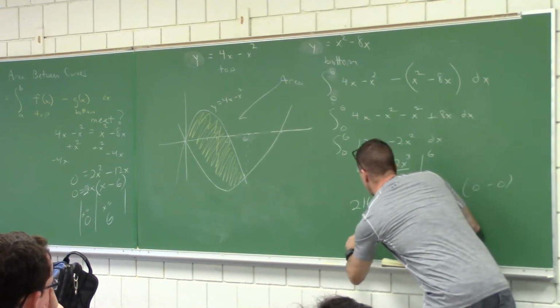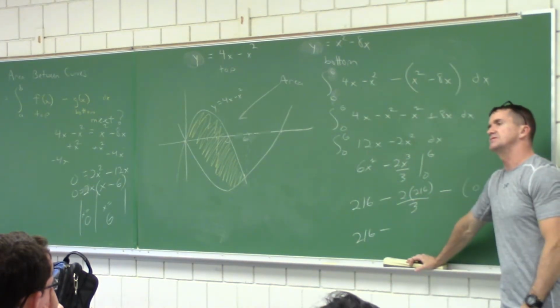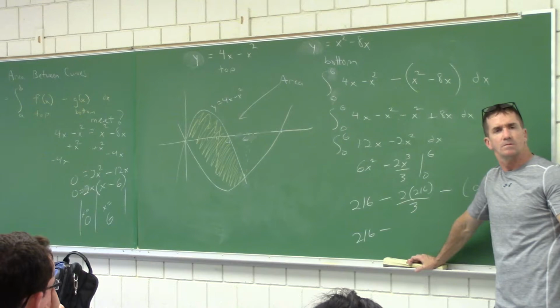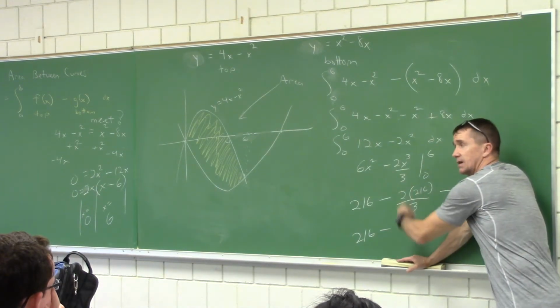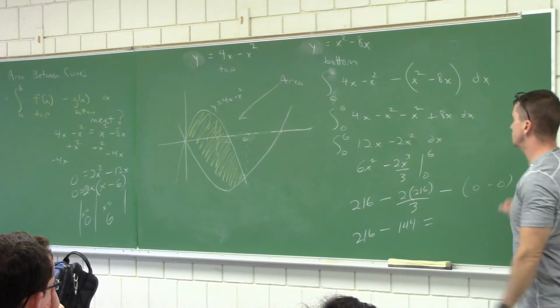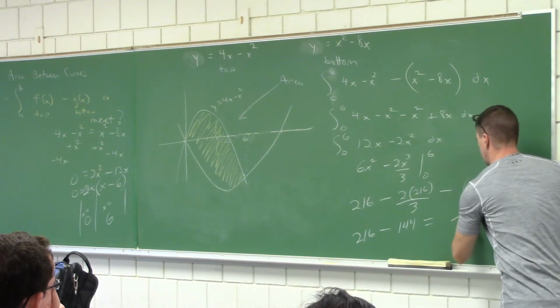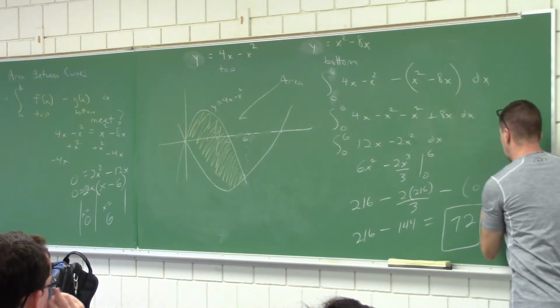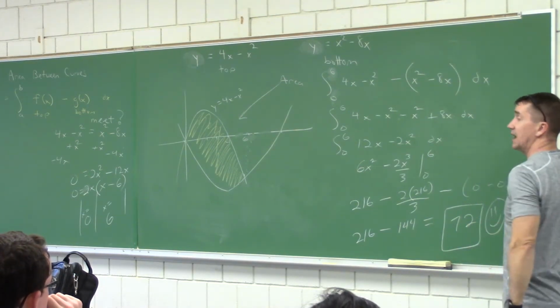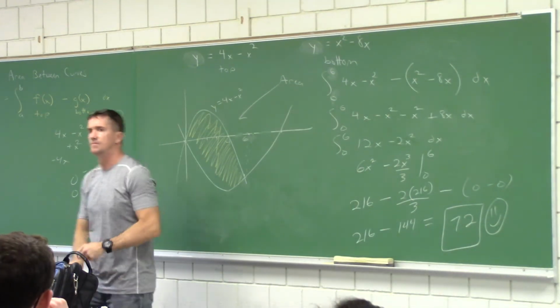What's 216 subtract? That's 72 times 2. What's that, 144? You can use your calculator too to see that. All right, what's 216 minus 144? 72. There's your area. We got it. There's our area. It is positive. We knew it had to be positive. Let's see if you have any questions on that problem.